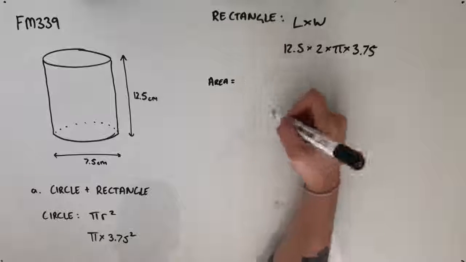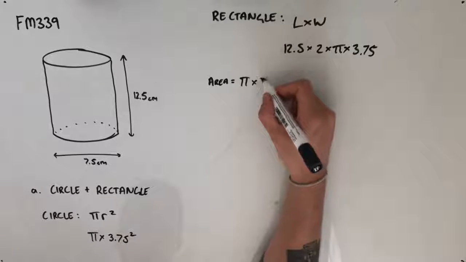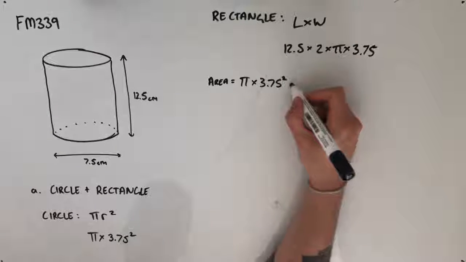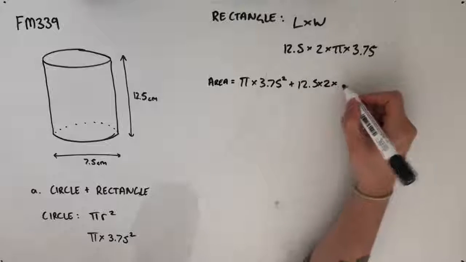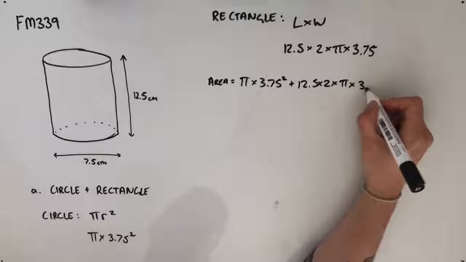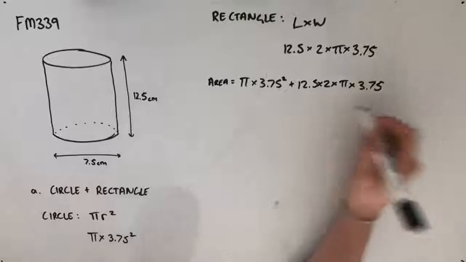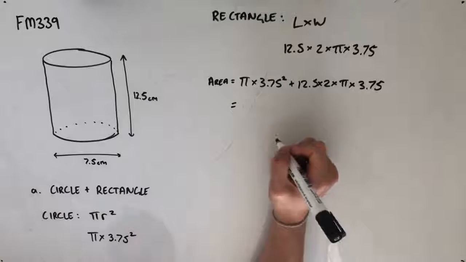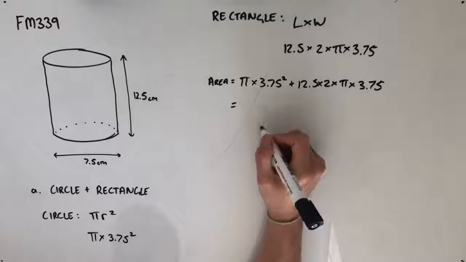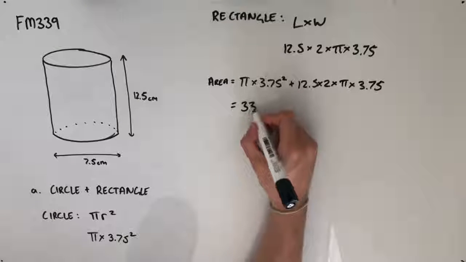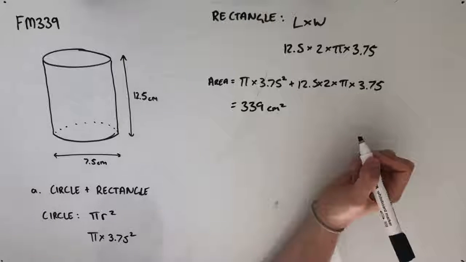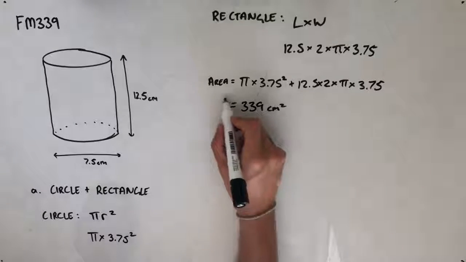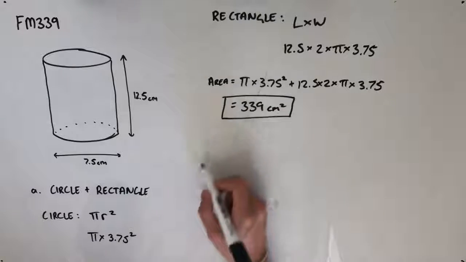So combining our circle and rectangle, adding them together, for our area we should have pi times 3.75 squared plus 12.5 times 2 times pi times 3.75. Plug that all into a calculator, and if you've rounded to the nearest square centimeter, you should get 339 centimeters squared.